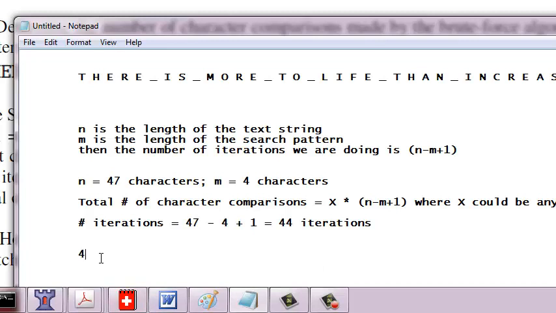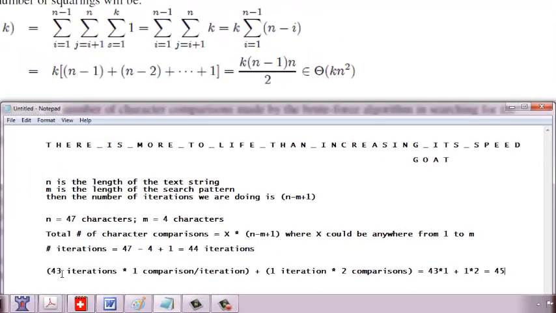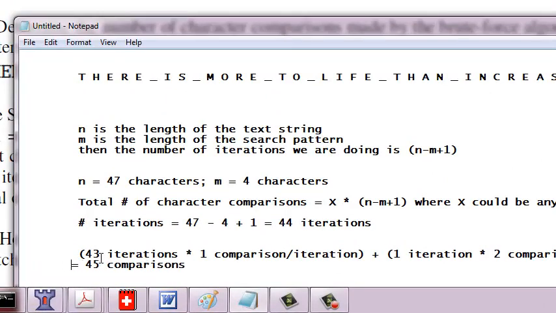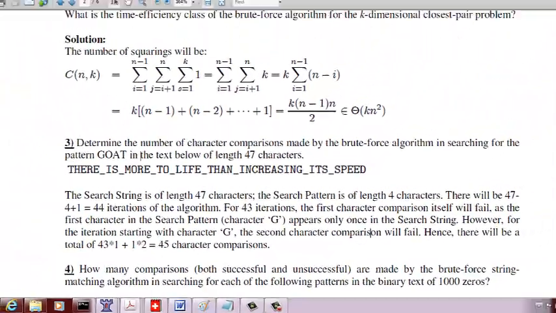So out of the 44 iterations, in 43 iterations we do one comparison, so 43 iterations times one comparison per iteration. And then in the other one iteration, we do 2 comparisons, right? So totally it is 43 times 1 plus 1 times 2, that's going to be 45. So that's the number of character comparisons we are doing. Okay, so that's what it is.